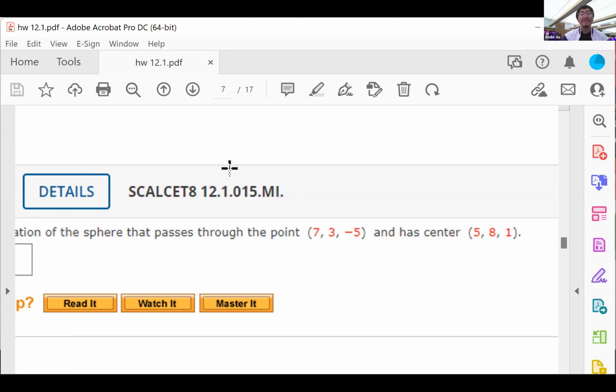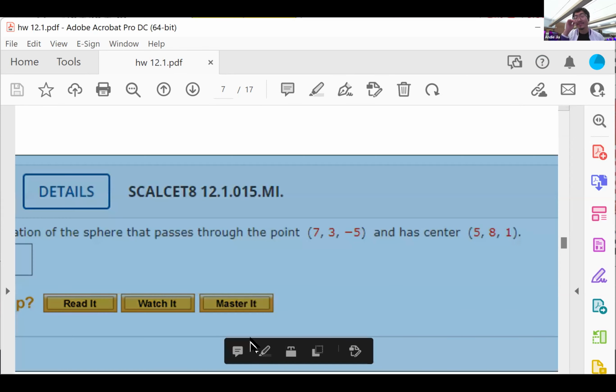Okay, and here we need to find the radius. How to find the radius? There are two points here, right? The sphere passes through the point, so we need to find the distance between the two points. That is the radius of the sphere. Once you find the radius, just plug it into the equation.